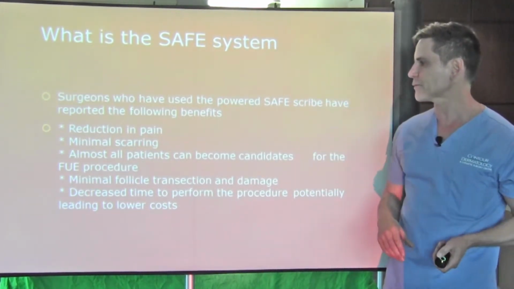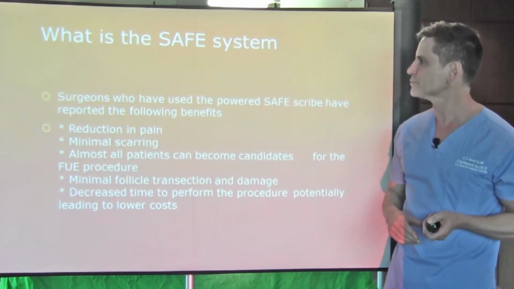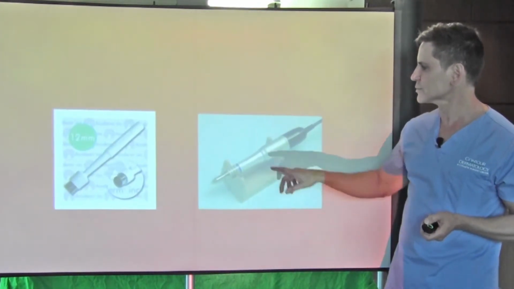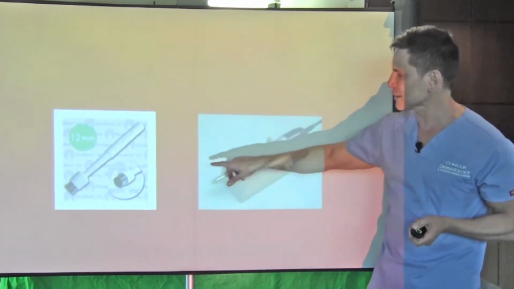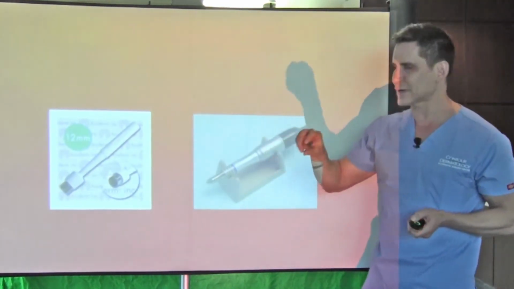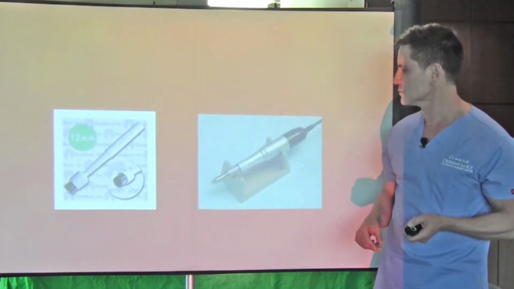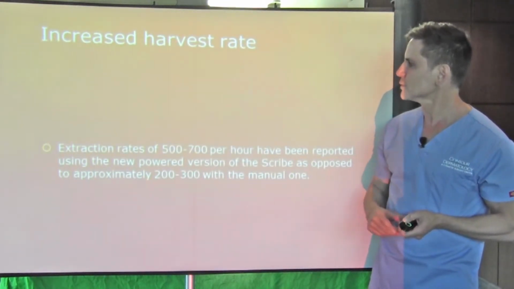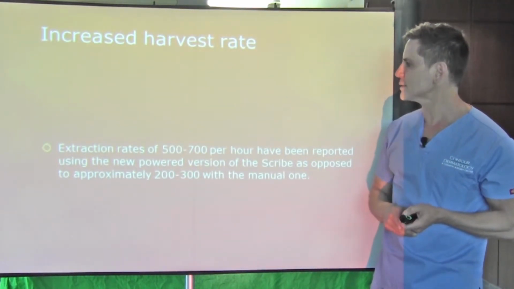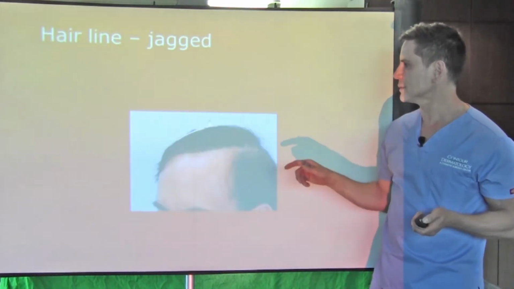There's decreased time to perform the procedure. So here's what the device looks like, and it's got a little punch on top of it, and it just vibrates around the hair follicle, getting it to come out. So we've got an increased harvest rate, and so it's being done much faster.